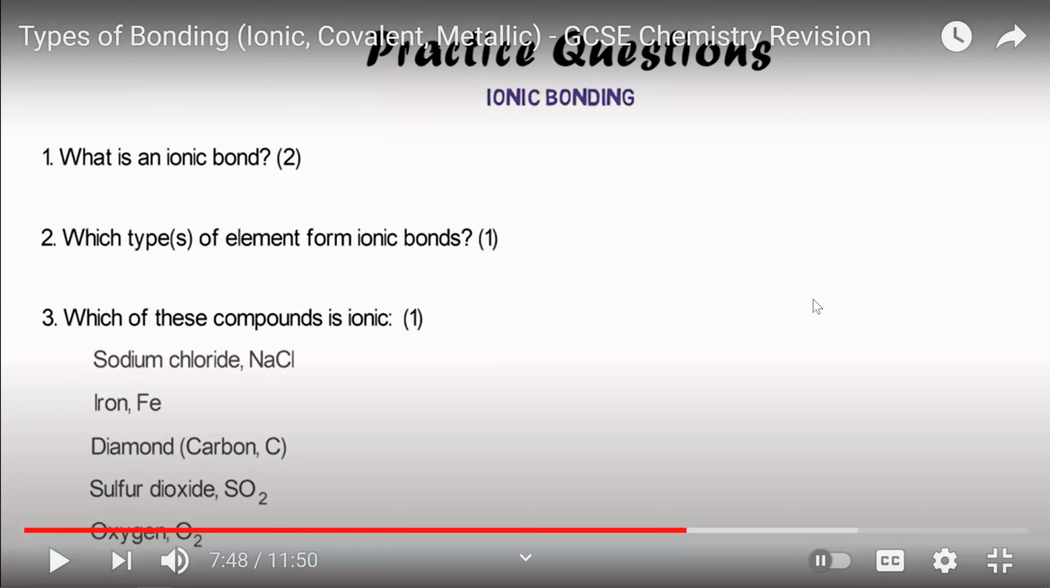Sir, it is an electrostatic force of attraction between oppositely charged ions. Very good, exactly. 2 marks. Between cations and anions, you can say, or oppositely charged ions. Very good job. So 2 marks you will get for this definition. Number two, which types of element form ionic bonds?